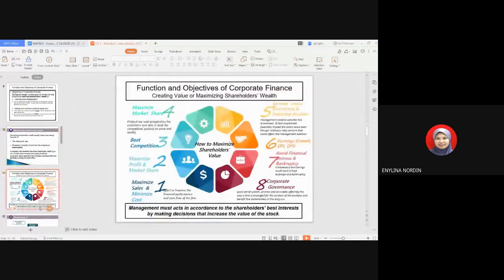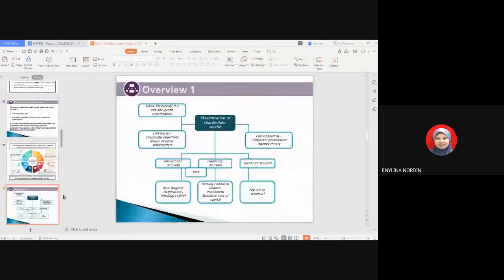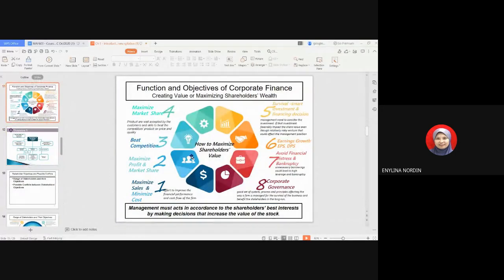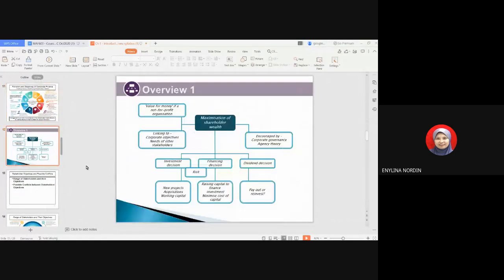Any questions? No? Right, so this is an overview of the whole story here for maximizing the shareholders' value. I think you can go through it later on your own.